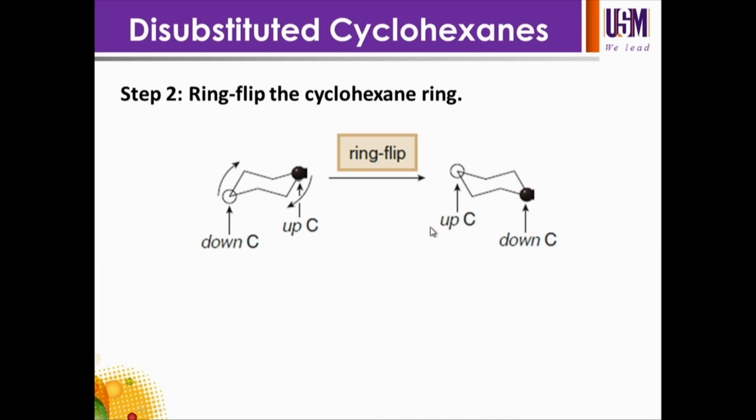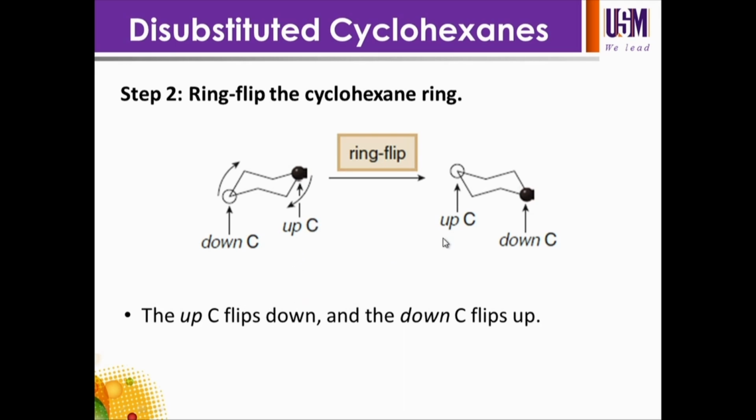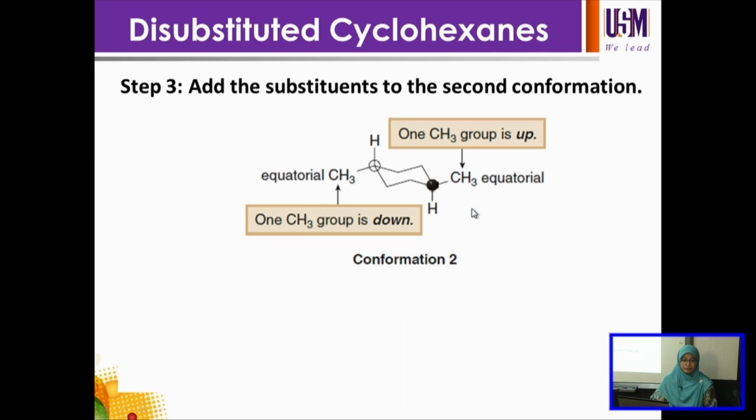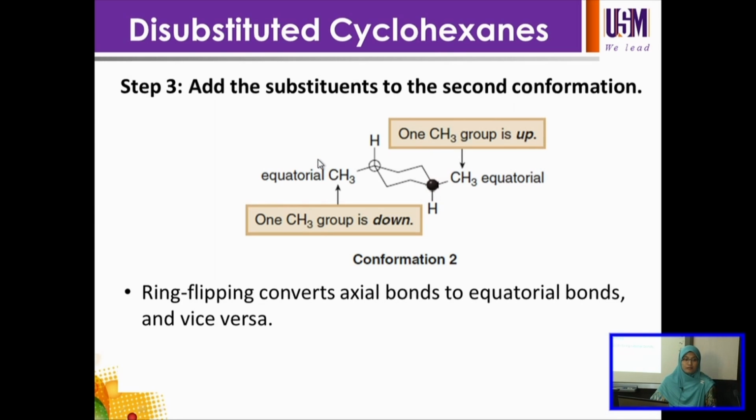Step 2: ring flip the cyclohexane ring. Now we flip the ring. The up carbon flips down, and the down carbon flips up. Then we add the substituents to the second conformation. Ring flipping converts axial bonds to equatorial bonds and vice versa.